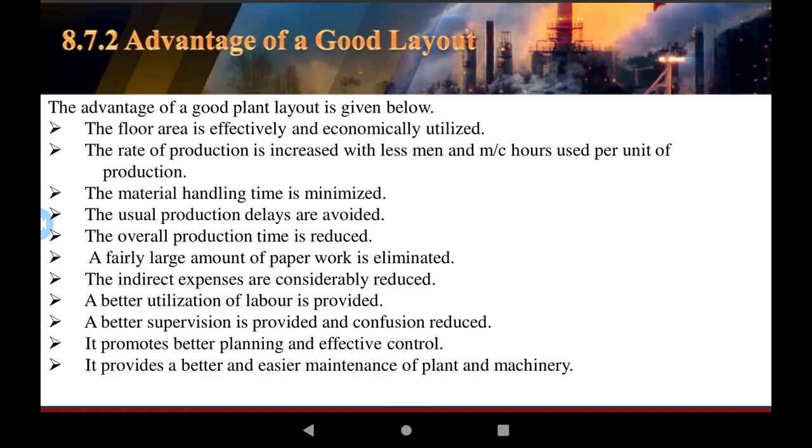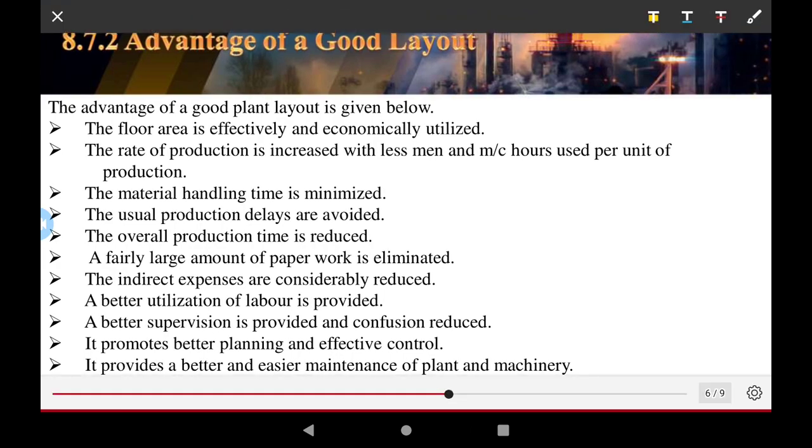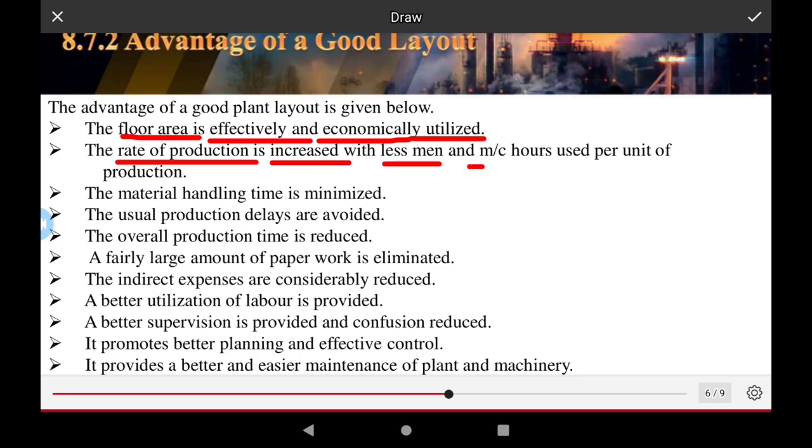Advantages of a good plant layout. The floor area is effectively and economically utilized. The rate of production is increased with fewer man and machine hours per unit of production. The material handling time is minimized. The usual production delays are avoided.